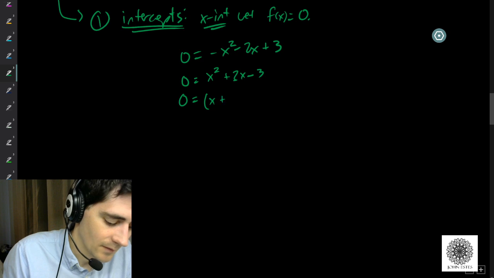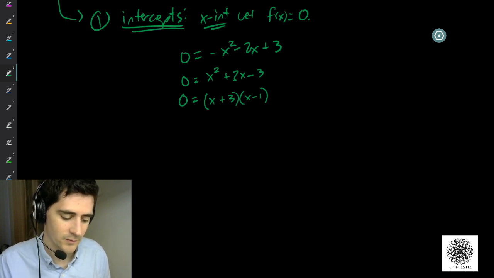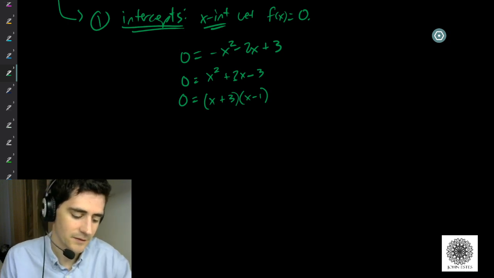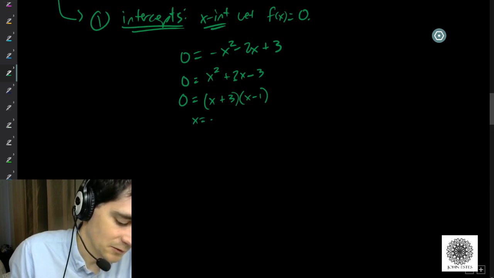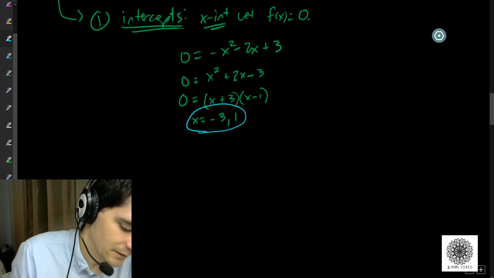And now I have to think of two numbers that multiply to give -3 and add to give +2. How about +3 and -1? Does that work? I believe it does. x squared plus 2x minus 3 factors as (x plus 3)(x minus 1). That's right. And so I get x equals -3 and +1. Those are my two x-intercepts.